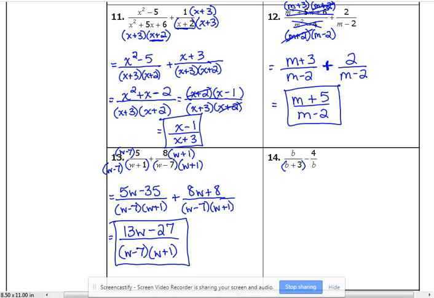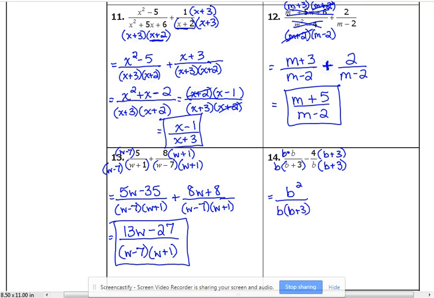Okay, on number 14, this one trips people up more than anything. The b plus 3 is different from just the plain b. Okay, those are different denominators. B plus 3, you have to look at that as a factor. B is a separate factor. So that means the first one is missing the b, the just plain b. The second one is missing the b plus 3. Okay, so b times b is b squared.